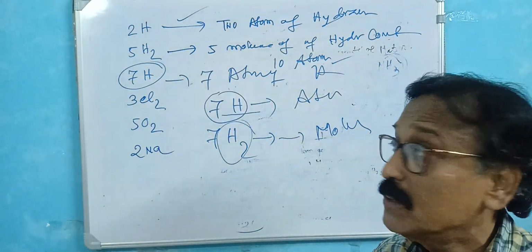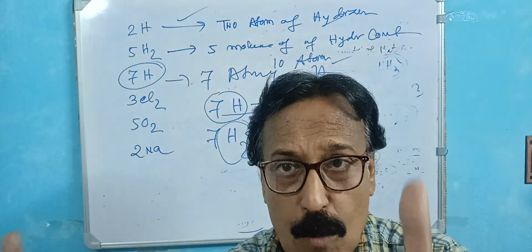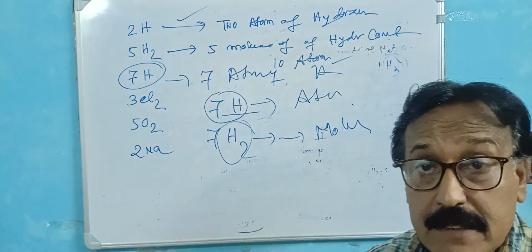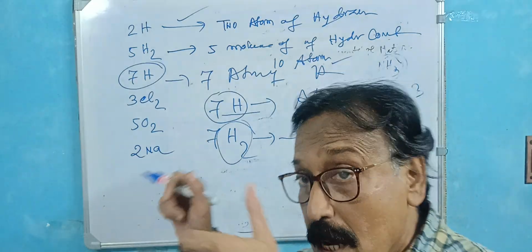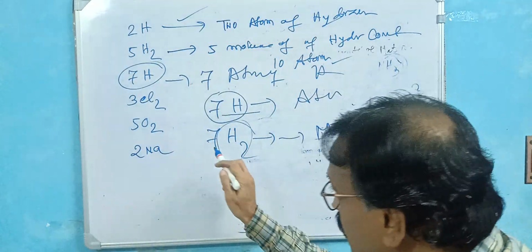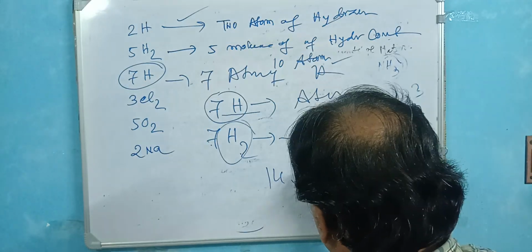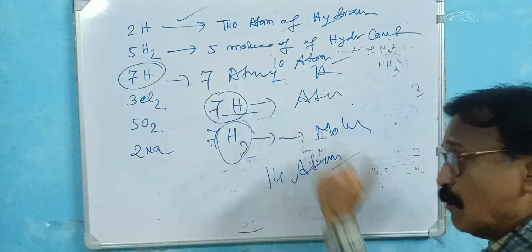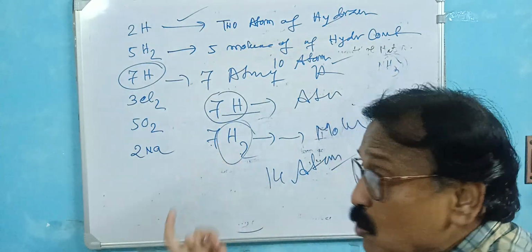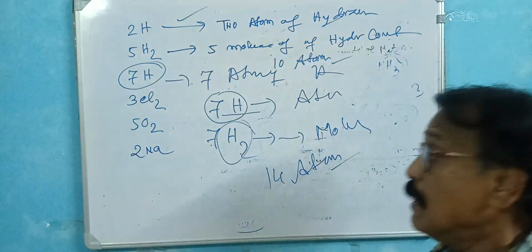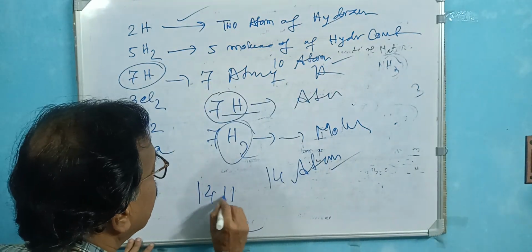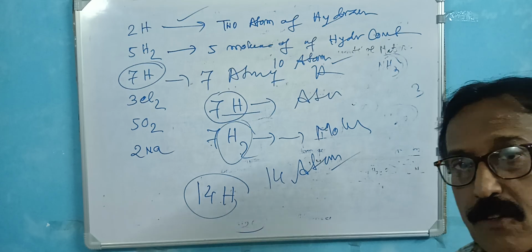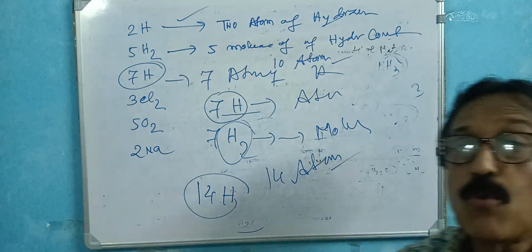Because H2 is the molecule. 7H means 7 atoms of hydrogen only. But 7H2 means 7 molecules of hydrogen. ওর ভেতরে কটা অ্যাটম আছে? Containing 7 times 2, 14 atoms. 14 atom আছে. In that, 14 atoms are there. Actually 7H2 means 7 molecules of hydrogen. But if we write 14H, here also 14 atoms are contained. But what is the difference?